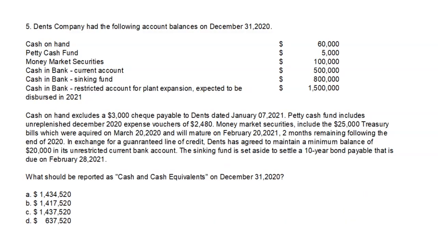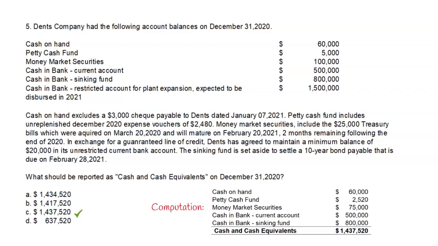Number 5. The correct answer is letter C. Note that we have deducted the unreplenished expenses of 2,480 from the petty cash balance. Remember, under fluctuating fund system, at the end of the reporting period, the petty cash balance should be adjusted to state the correct balance in the balance sheet.